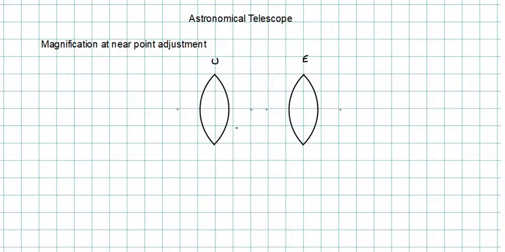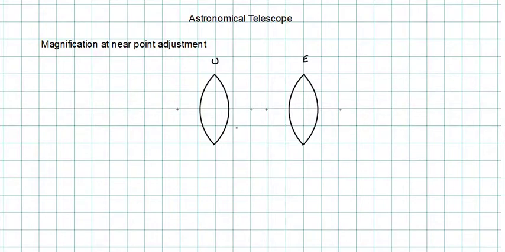On the other hand, the function of the eyepiece is to magnify the intermediate image and produce an enlarged, detailed image. So the focal length of the eyepiece is preferably as small as possible. The smaller it is, the more the magnification is. Now we will find out the magnification for the near point adjustment of a refracting type astronomical telescope. Let us see how to do it.